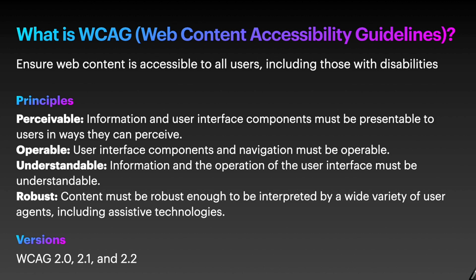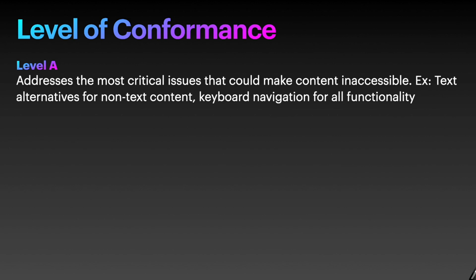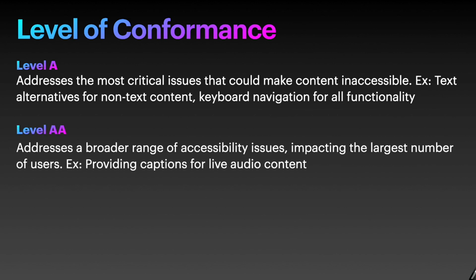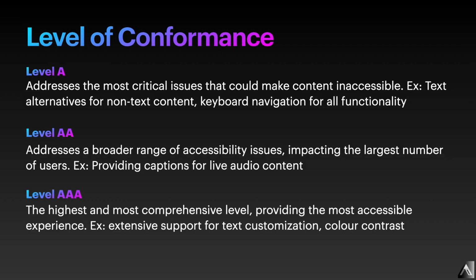to include more comprehensive guidelines. WCAG has also specified three levels of conformance: Level A, Level AA, and Level AAA, with Level AAA being the most stringent level. Level A addresses the most critical issues, or we can say Level A addresses the most basic issues that could make the content inaccessible. For example, missing text alternative for non-text content. Level AA addresses a broader range of accessibility issues, for example, providing captions for live audio content, and Level AAA is the highest and most comprehensive level, providing the most accessible experience. Example, extensive support for text customization or color contrast.